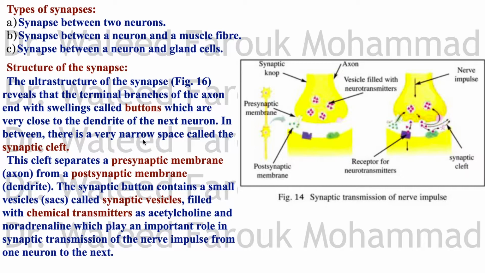Structure of the synapse. This here is the terminal end of the axon. It's called the bouton or button. Bouton is the terminal end of the axon, and this belongs to the dendrite. Now, as you can see here, there is a cleft between them. It's called the synaptic cleft. This is called the presynaptic membrane, the one before the cleft. Well, this one is called the postsynaptic membrane, the one after the cleft.